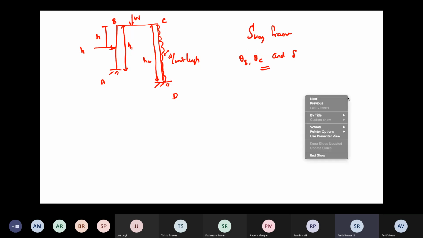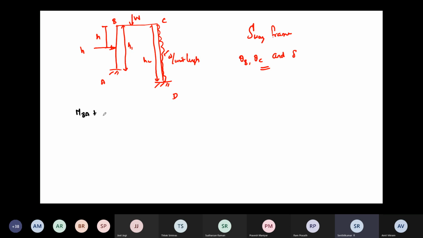That equation is the shear equation. How we are going to derive the shear equation, that is what we are going to do now. Before that, the equations we have are MBA plus MBC equal to 0 at joint B, and MCD plus MCB equal to 0 at joint C.